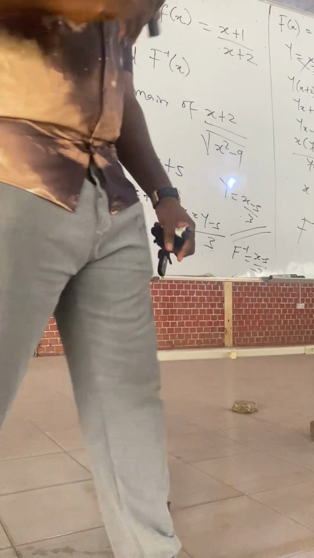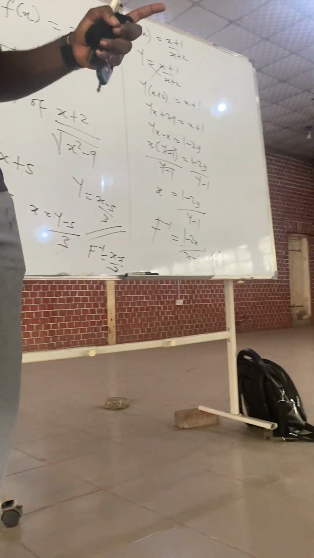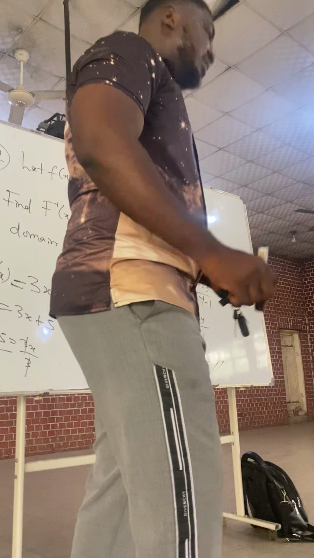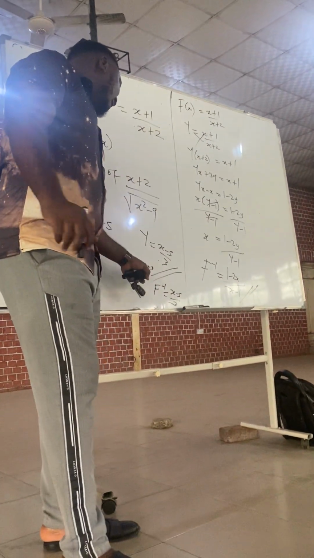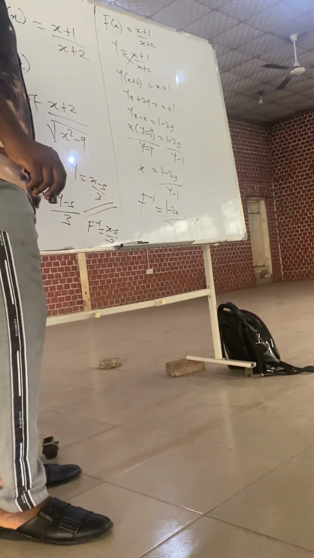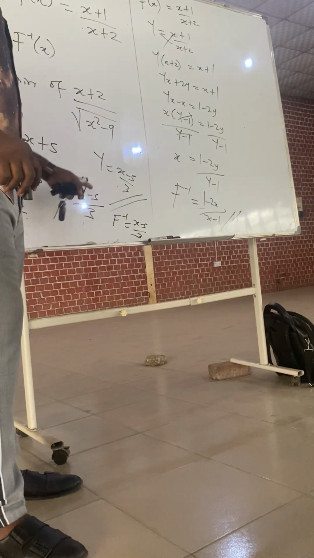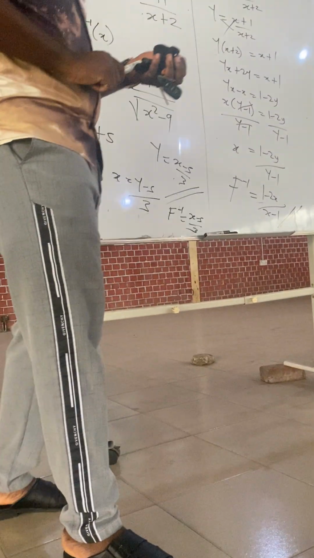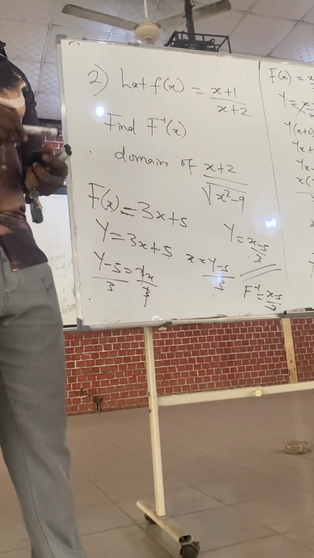Once you have succeeded in making x the subject of the formula, interchange the positions of x and y. So if x equals y minus 5 over 3, let y come outside, let x go inside. So y now equals x minus 5 over 3. Once you've interchanged the positions, you've gotten the inverse of the function.